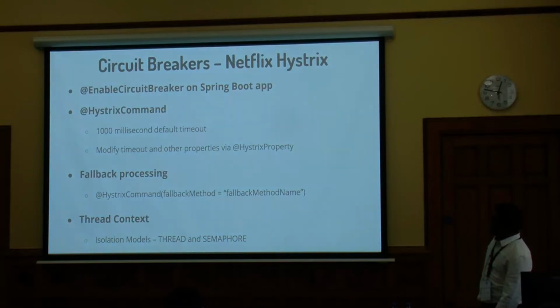So this is how you do it: enable circuit breaker on Spring Boot, with some Hystrix command. Usually 1000 milliseconds is the default timeout. If your response fails to come back within 1 second, then it fails. You can change those properties. You can modify timeout and other properties through the Hystrix properties. There are quite a lot of properties you can modify. Fallback processing uses the Hystrix command fallback method. The next one is the thread context. You have lots of isolation models like thread and semaphores. It's quite an intensive topic, so I'll just skip through that one.